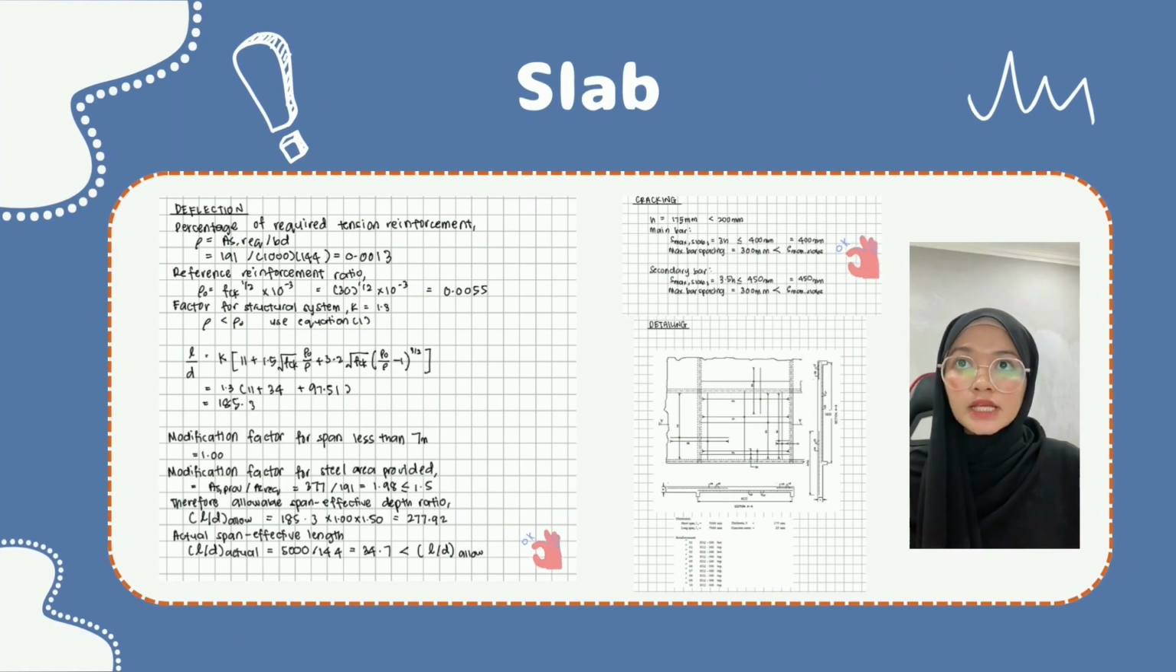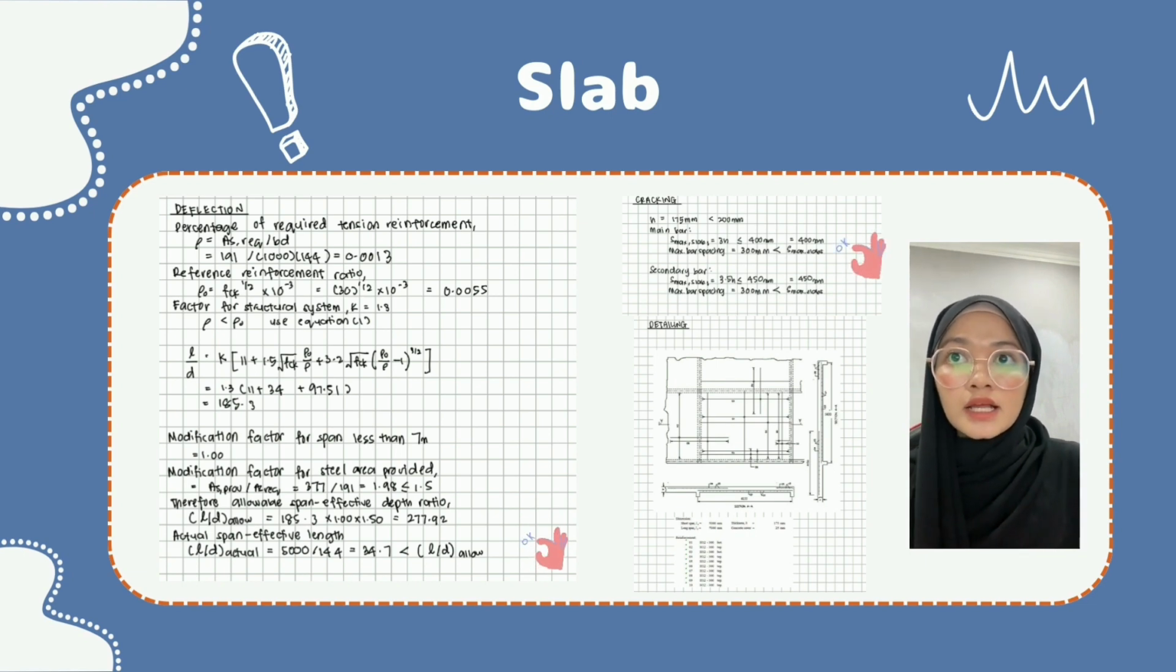Then for the deflection, the first thing I calculate is the percentage of required tension reinforcement. So I get the percentage is 0.0013. Then for the reference reinforcement ratio, I got 0.0055. So because the percentage of required tension reinforcement is less than the reference reinforcement ratio, I use equation 1.